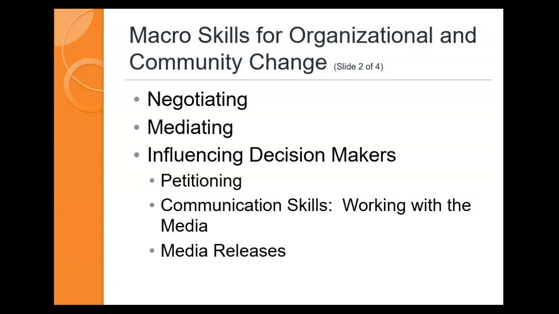Other tactics: petitioning, which is the collecting of signatures on a document asking an organization or person to act in a particular manner. Petitioning can be traditional pen and paper type petitioning, but with the advent of a lot of technological tools, a lot of petitioning is occurring through computers and smartphones. Another way to influence decision makers is through the media. Using the media can be a very effective way to bring attention to one's cause and influence decision makers.